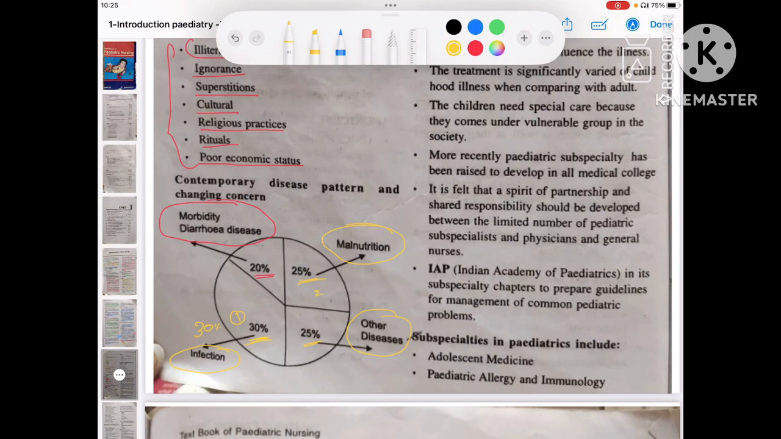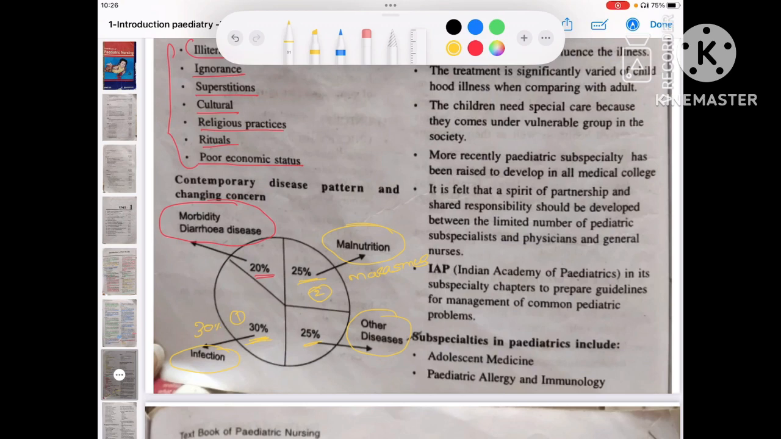And the second one, malnutrition. Infection means we can say any infection. If it is common cold or pneumonia, whatever, all this infection comes under it. 30 percent, the children will be affected very easily. Next one, malnutrition means marasmus and kwashiorkor, that kind of disease, protein energy malnutrition diseases. That will come under malnutrition.